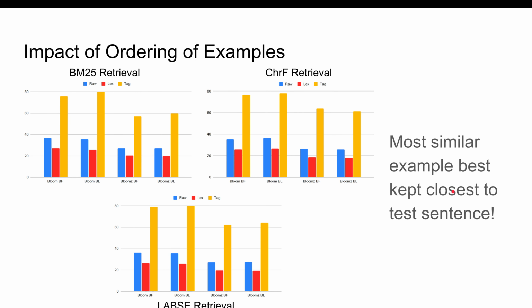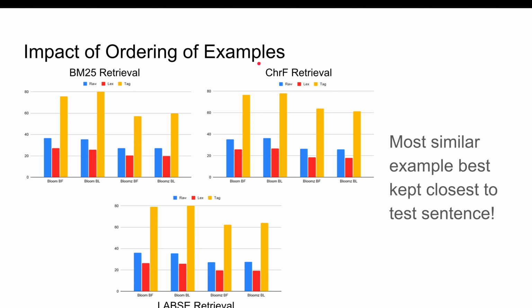Next, we consider the impact of ordering of examples. Thus far, we have kept the best retrieved example closest to the test set sentence, but it is possible that reversing this order might have a better or worse effect, and we wanted to know exactly what that was.